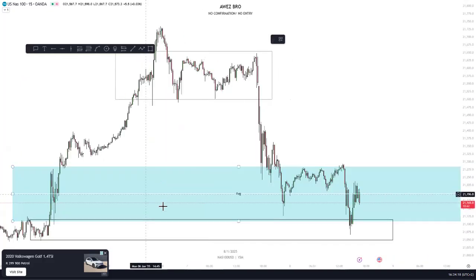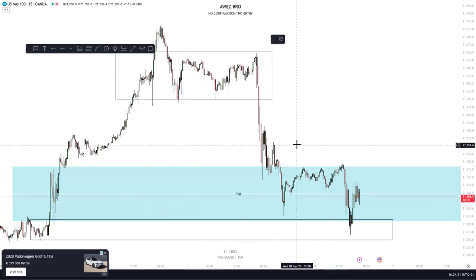Okay, you see this blue thing over here? Yeah, the blue rectangle is my fair value gap on my 4-hour time frame. As you can see here, there is a consolidation, and then the market moves from this consolidation going downwards.